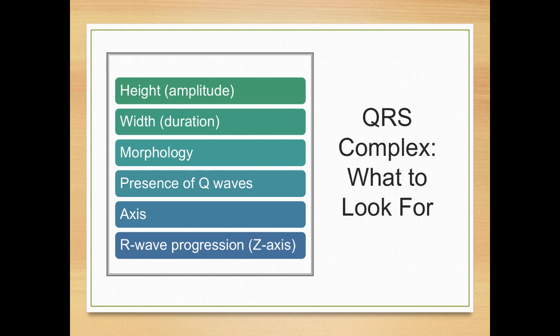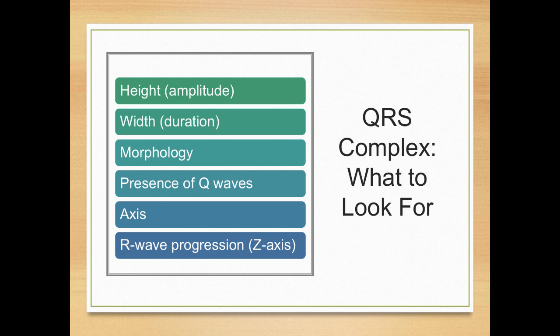Height and width, or amplitude and duration, of the QRS complex is going to tell us a lot. We've already gone over bundle branch blocks, these wide QRS complexes. Now we're going to throw in some height and amplitude issues with QRS complexes. We're going to look at the morphology, just like with bundle branch blocks. In a right bundle branch block, you might have those bunny ears, that RSR prime. We're going to throw in Q waves too. A QRS complex might start with a Q, so are there Q waves, and are those Q waves interesting? Are they concerning? Are they normal or are they not?